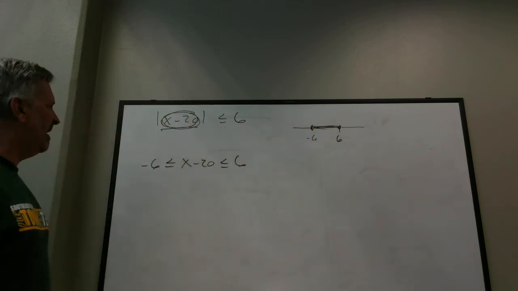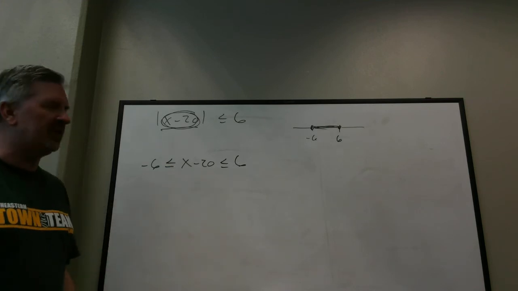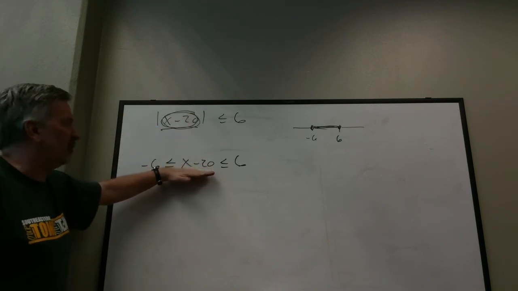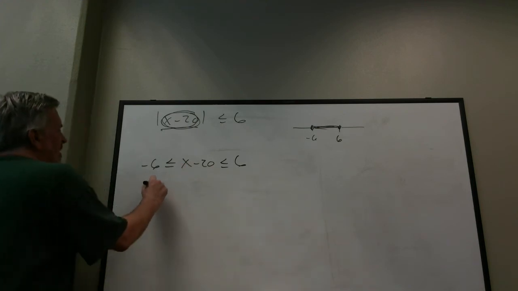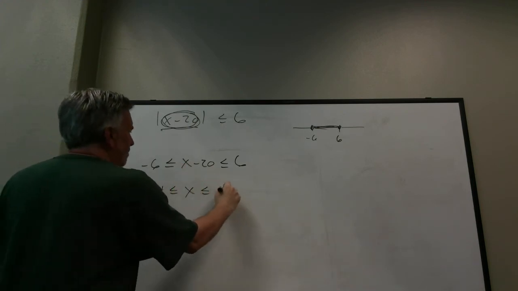or equal to. And now we did one of these a while ago, solving a compound inequality. That's why we did those first, because you change an absolute value inequality to a compound inequality. So if you add 20 all the way across, you get 14 less than or equal to x less than or equal to, what am I adding, 20, 26.